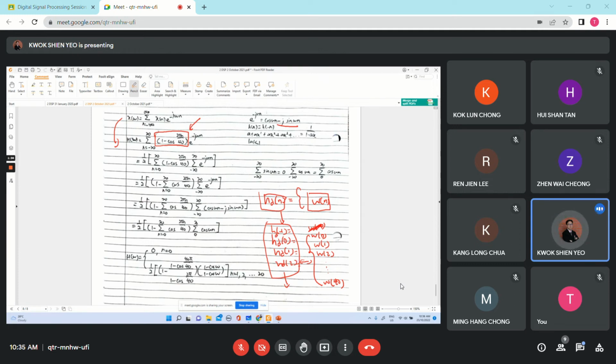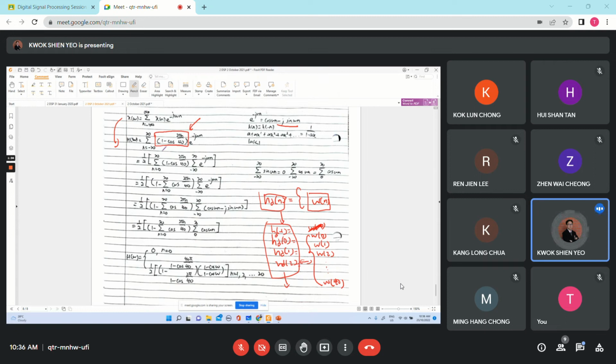Okay, so I think this way is wrong. So you should go back to the lecture notes, from the rectangular window formula. Because the example in the lecture notes is showing you how to use the rectangular window to design FIR filters.